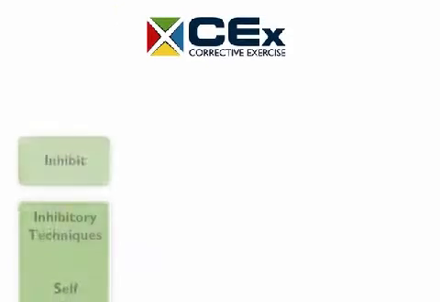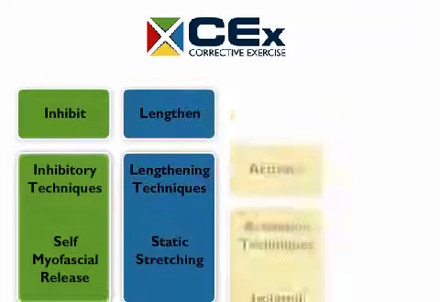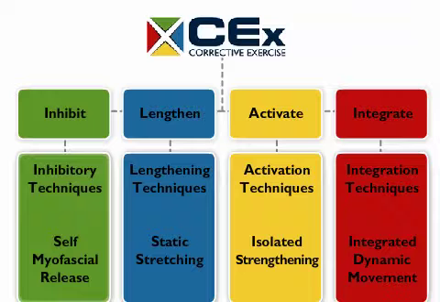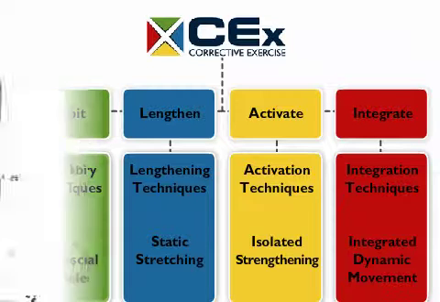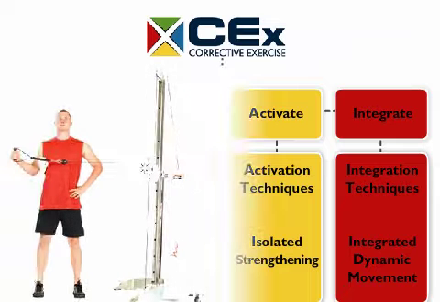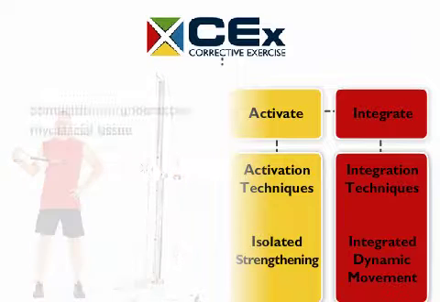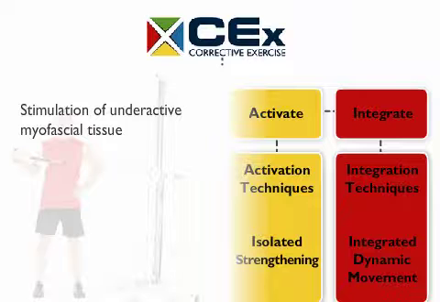Phases 1 and 2 of the corrective exercise continuum address the overactive myofascial tissue that can restrict optimum joint range of motion and ultimately decrease movement ability. The third phase of the corrective exercise continuum is activation. Activation refers to the stimulation or re-education of underactive myofascial tissue.